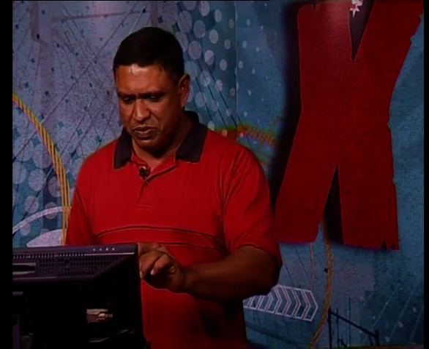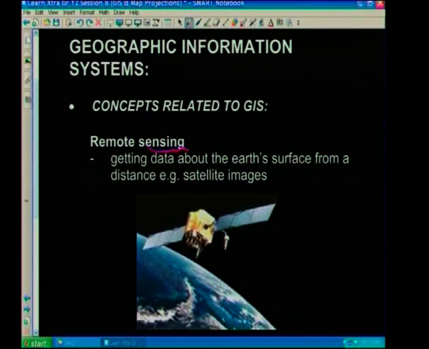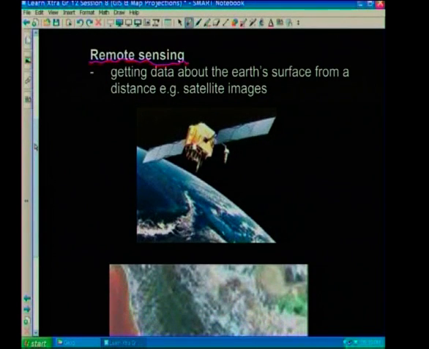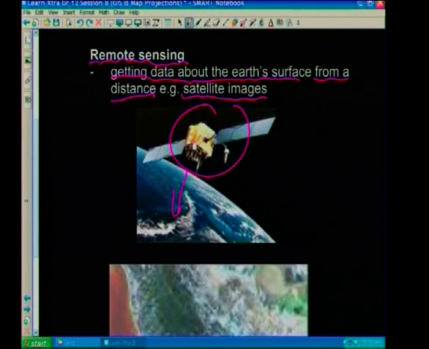Let's then look at some of the concepts, and we must remember that we need to apply these concepts also. Okay? And one of the big concepts is remote sensing. Now, I've got a little picture here. All right? There's your satellite, and there it's actually taking images or digital images or whatever images of the Earth. Okay, that's remote sensing, picking it up from a distance. So getting data about the Earth's surface from a distance. Example, satellite images, okay, used for various things.